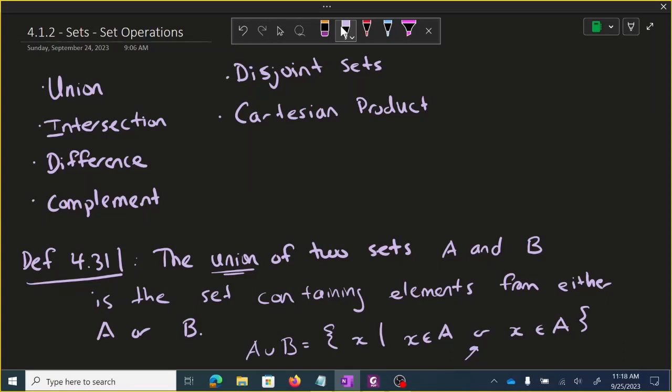All right, in this video, we're going to talk about set operations. Just like in our logic unit, when we talked about propositional operators, in which we started to combine those propositions P and Q, same here, we have sets, all those definitions in the previous section, and now we can start to operate on them or combine them in some sense using the union operator, the intersection, difference, complement. We'll talk about disjoint sets, and at the end, we'll finish up with Cartesian product.